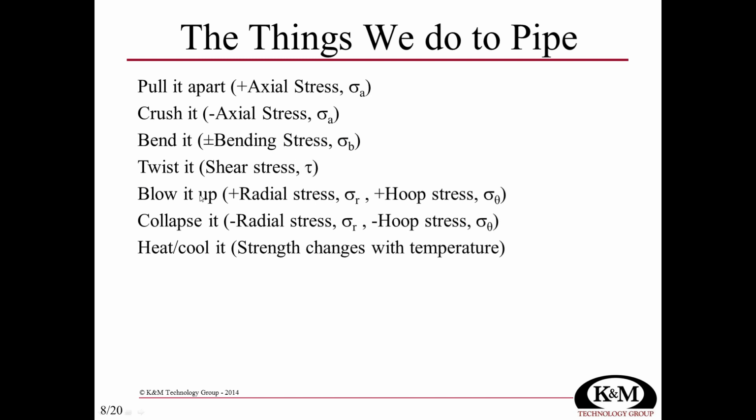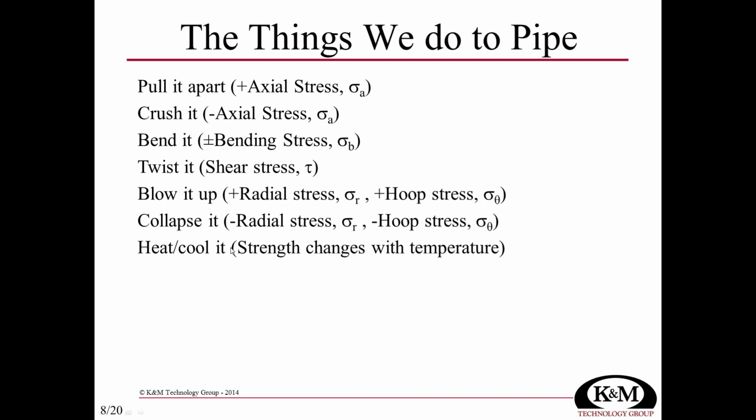We try to blow the pipe up by putting a whole bunch of pressure on the inside. Pressure on the inside, no pressure on the outside. That creates positive radial stress, sigma r, and it creates a positive hoop stress, and that's sigma with theta. Now we could collapse it. What I mean by collapse is put pressure on the outside and have lower pressure on the inside. That creates negative radial stress, and it creates negative hoop stress.